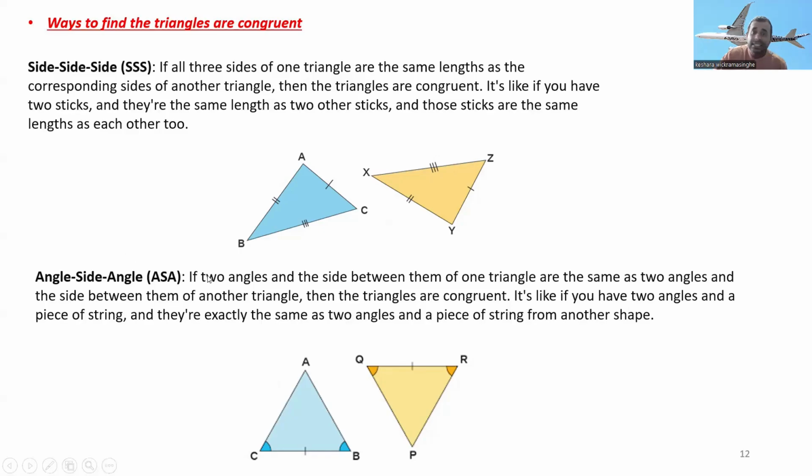And next one is angle, side, angle, ASA. So if two angles and the side between them of one triangle are the same as two angles and the side between them of another triangle, then the triangles are congruent. Remember, angle-side-angle means if there are two triangles and two angles are equal to those of the other triangle and one side is equal, then we call them angle-side-angle congruent triangles. In this situation also the triangles are congruent. It's like if you have two angles and a piece of string, they are exactly the same as two angles and a piece of string from another shape.